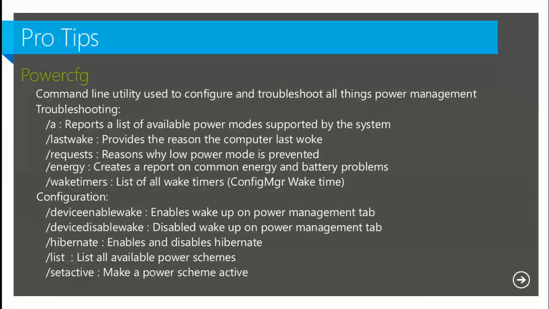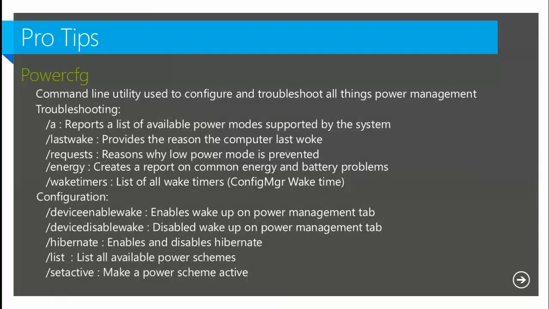And you can configure anything power management. So we talked about enabling a device wake. You could also disable a device wake up. You can enable or disable hibernate if you want to use hibernate in your environment. And for troubleshooting, for example, if you do powercfg /a, it'll just tell you if the system supports standby. So if the machine's not going to sleep, that would be my first step to troubleshoot, is to see if the system actually supports standby, which is called S3. With Windows 7 and higher, you can troubleshoot what caused the machine to wake up last. So you have a lastwake command.